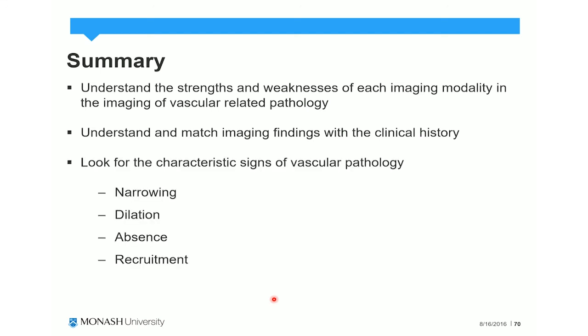We need to look for the characteristic signs of vascular pathology. Is a vessel narrowed? More narrow than what it should be? Is there dilation? So is it bigger than what it should be? Are there absence of vessels that you would expect to see filling? Is there recruitment of vessels?